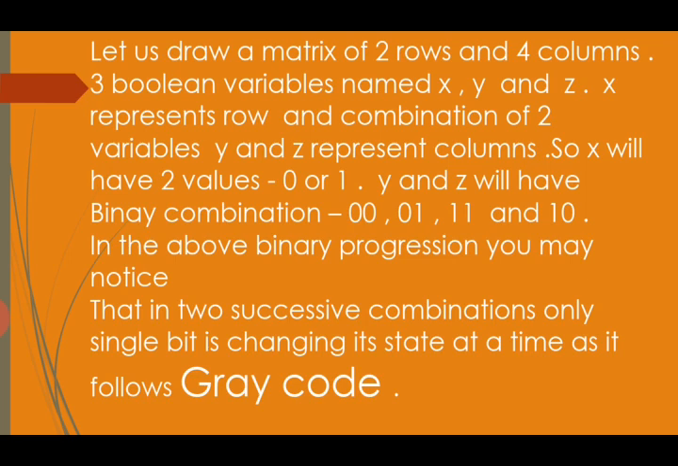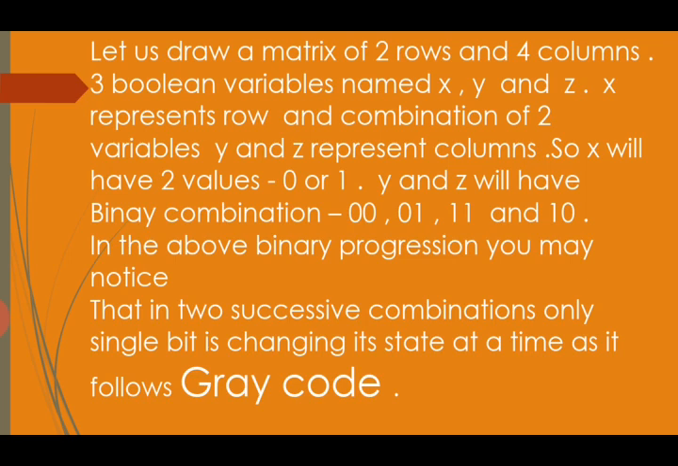So x will have 2 values, 0 or 1, meaning either 0 or 1 at a time. Y and z will have binary combinations where there are 2 variables, so it will be 0, 0, then 0, 1, then 1, 1 and then 1, 0. Yes, you got it right: 0, 0, 0, 1, 1, 1 and 1, 0. It's not 0, 0, 0, 1, 1, 0 and 1, 1. Let me explain it to you.